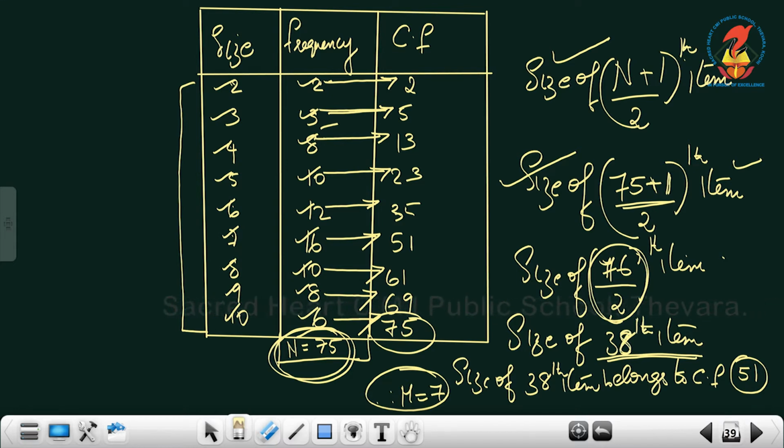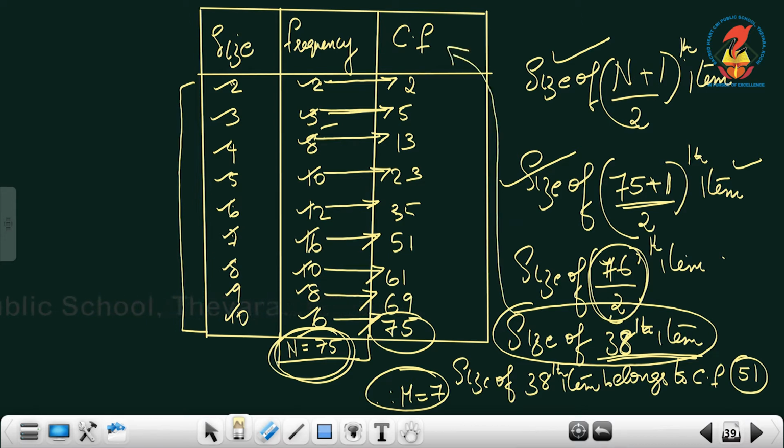Size of 38th item. Now from here you have to be very careful. If you get this size of 38th item, go straight away to the cumulative frequency and see where you can accommodate this 38th item. Can you accommodate it in 2? Not possible, it is very less. In 5? Not possible, very less. 13, not possible, very less. 23, not possible, very less. 35, that is also not possible because 35 is less than 38. But we can accommodate 38 here in 51.